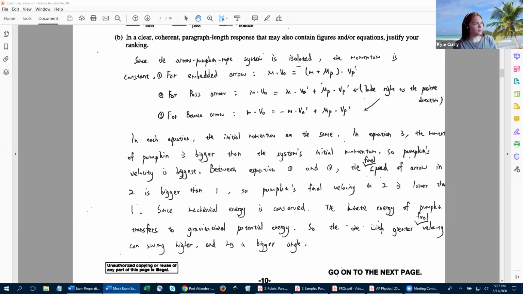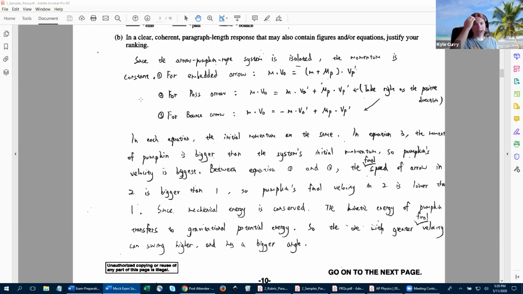So point number 1, how conservation of momentum applies to this situation. Well, folks, this is a beautiful response in terms of this first section here. Since the arrow-pumpkin-rope system is isolated, the momentum is constant. So number 1, for an embedded arrow, here is the equation for the collision. And notice, this is kind of nice. That's actually a collision in which the arrow sticks to the pumpkin. So that is your inelastic collision.